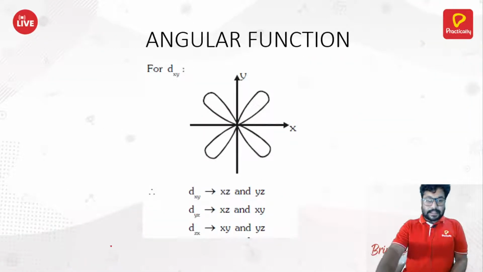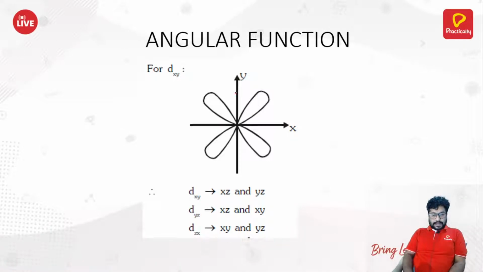Moving ahead with this. Now the last part. dxy. See, dxy is a d orbital. In dxy, electron density is present in the X and Y direction. See, for a p orbital, whenever I am saying px, that means electron density is along the x-axis. When I say py, electron density is along the y-axis. When I say pz, electron density is along the z-axis.